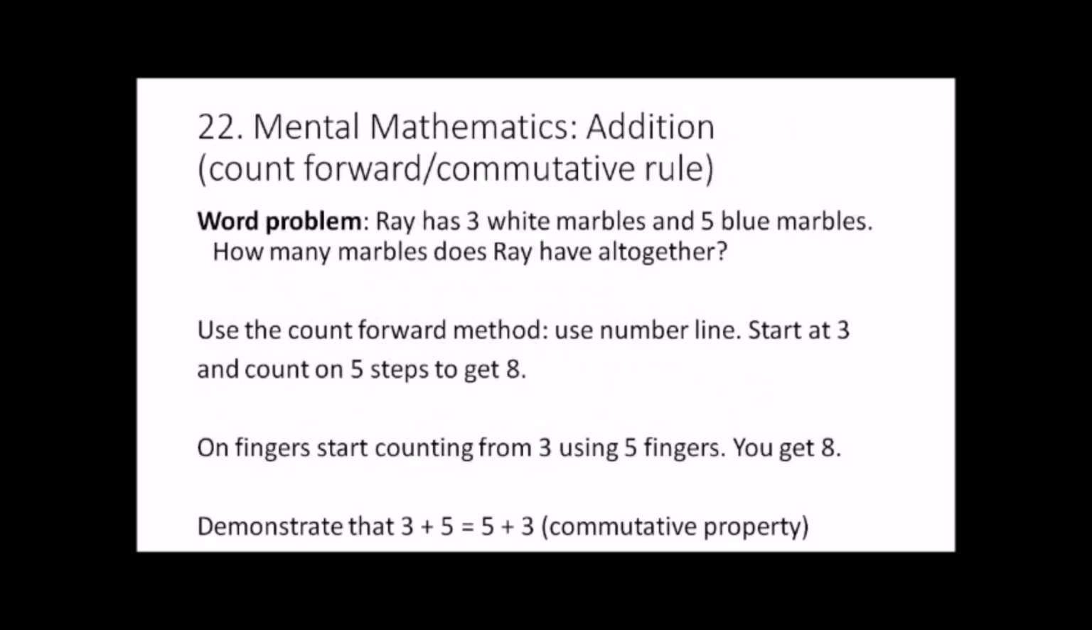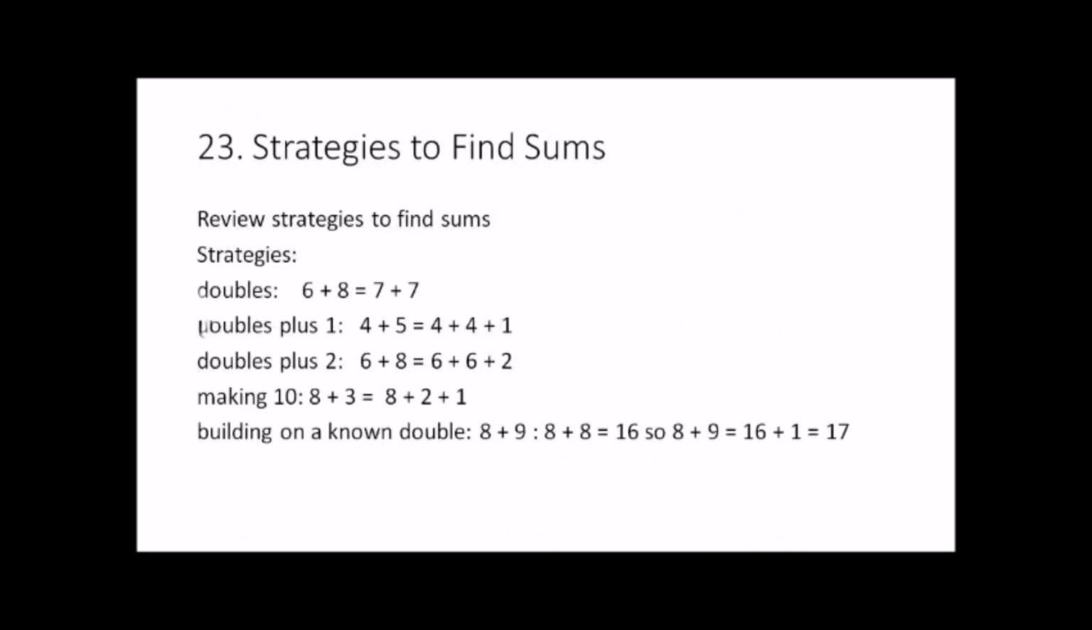Lesson 22, here you're dealing with mental mathematics and addition, count forward, and the commutative rule. They don't need to know what commutative is, they just need to know what to do with numbers that are commutative. Word problem, there are 3 white and 5 blue marbles. How many marbles do we have altogether? So they need to know that 3 plus 5 is the same as 5 plus 3. Make sure they get that from day one. Use the count forward method, use the number line, start at 3 and count on 5 to get 8.